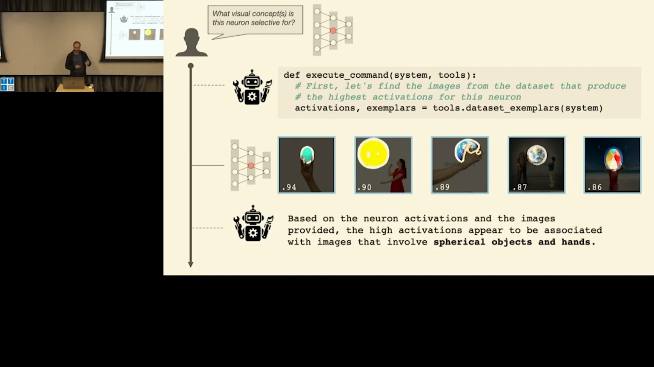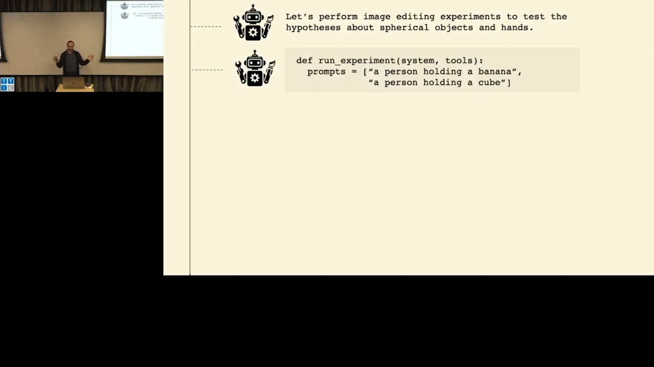So MAIA looks at this and it says, oh, well, based on neuron activations and the images provided, it seems that this is associated with images that involve spherical objects and hands. Because you can see that there are hands nearby, even though the neuron is actually not active to them, but in the background there is always a hand interacting with the circular object. So it doesn't stop there. It says, well, let's perform some editing experiments to verify the hypothesis that this is about the spherical objects and hands.